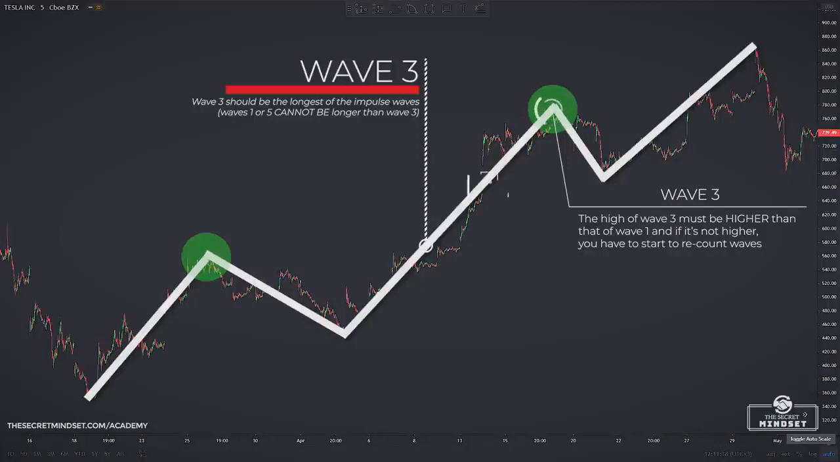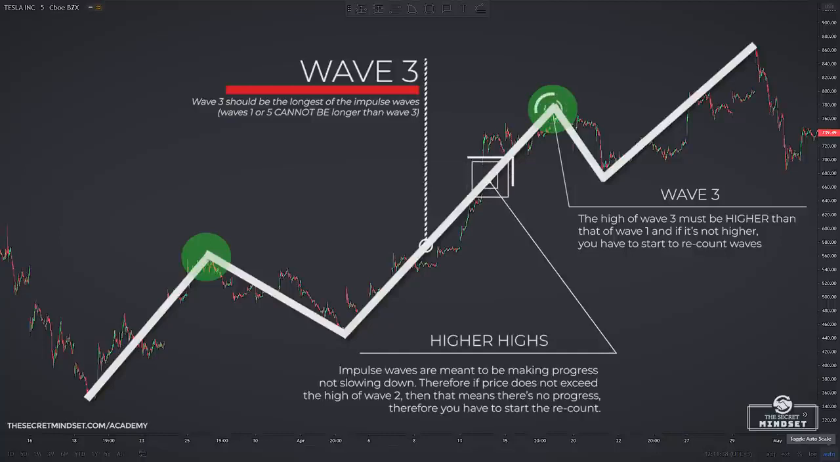You need to remember that impulse waves are meant to be making progress, not slowing down. Therefore, if the price doesn't exceed the high of wave 2, then that means that there is no progress. Therefore, you have to start your recount.